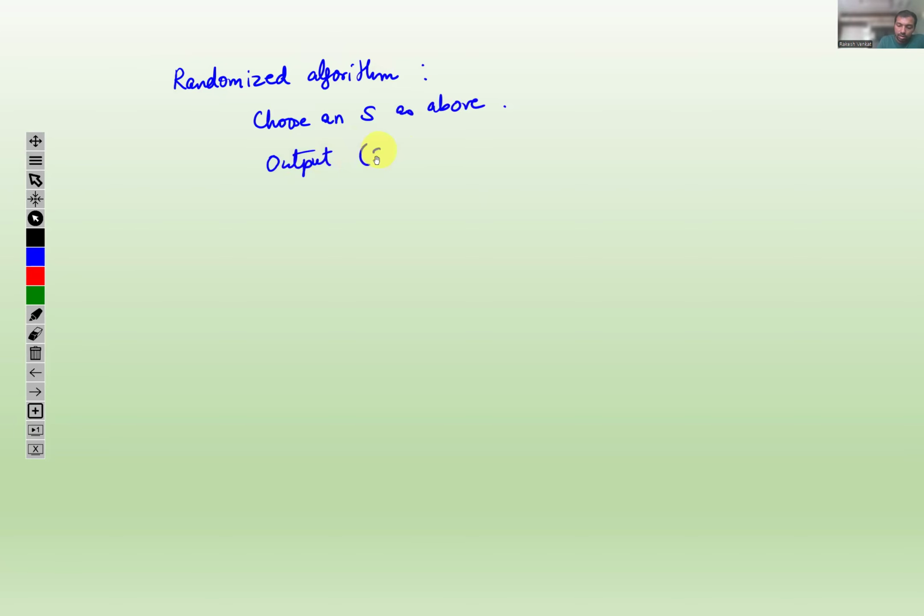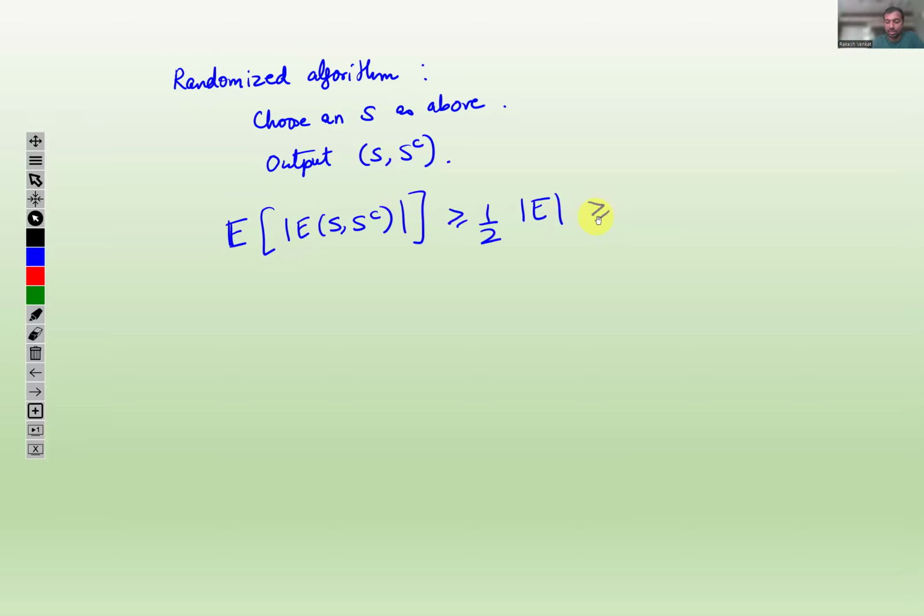Output S, S complement. We know that the expected performance of the algorithm, the number of edges going across the S, S complement cut, is greater than or equal to half times the size of edges itself. And the number of edges is a trivial proxy for the max cut in the graph, right? You cannot have a max cut larger than size of edges, so it's at least half times the optimal.